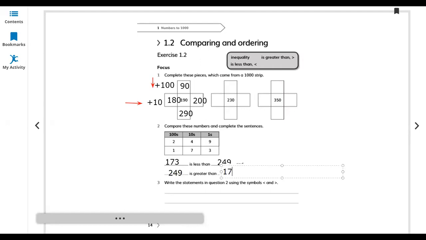Write the statement using the symbol. So let us do it. 173 is less than, so we use the less than sign, 249. And what about the second? 249 is greater than 173. Let's move to the next question.